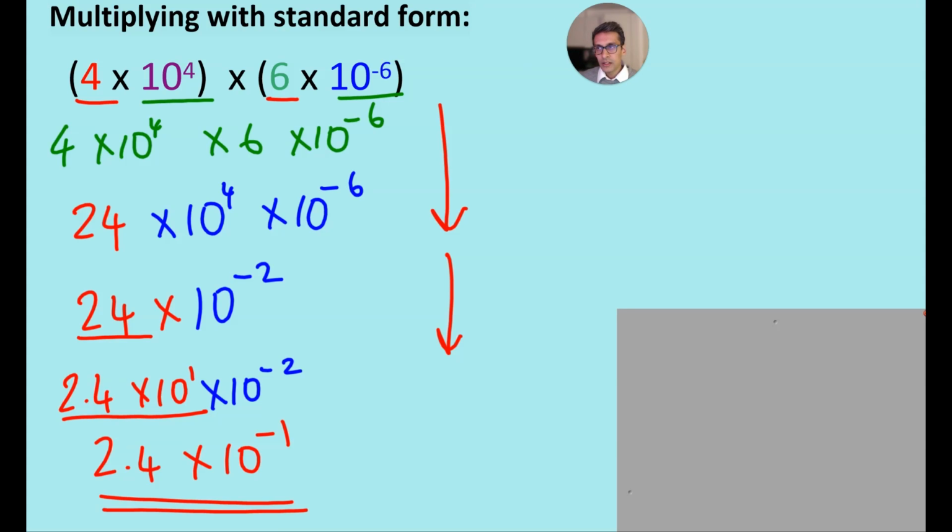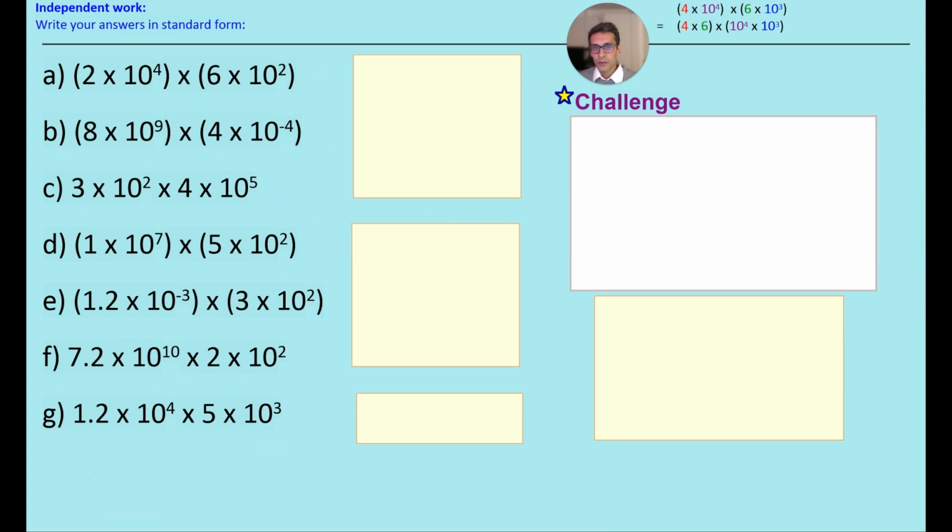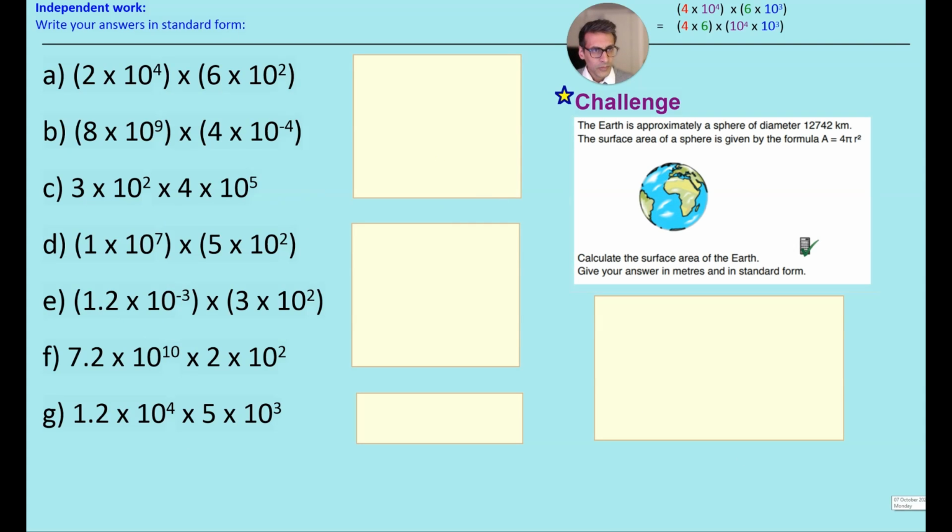Okay, so it's your turn to practice. Here is an exercise for you to try, and there's a challenge that's visible here. Now, there's an example in the corner of your screen that you can use if you want to. Otherwise, pause the video and have a go with these questions. I'm going to show the answer in 3, 2, 1.